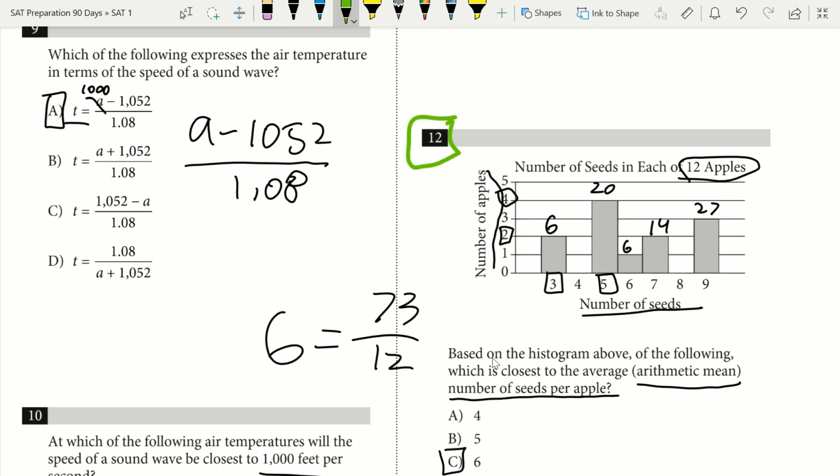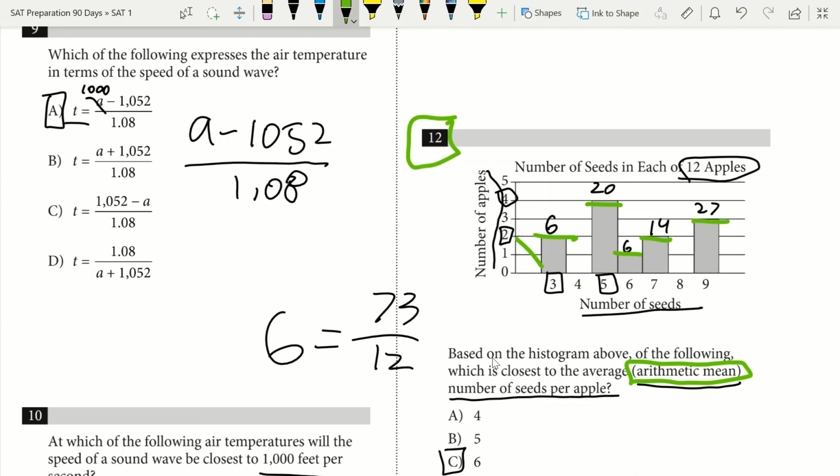This one's talking about finding that arithmetic mean. So what I'm going to do is multiply my 3 by 2, since this is too high. That's going to give me 6. I'm going to multiply my 5 by 4, that'll give me 20. Multiply my 6 by 1, that's going to give me 6. Multiply 7 by 2, that's going to give me 14. Multiplying 9 by 3 is 27.